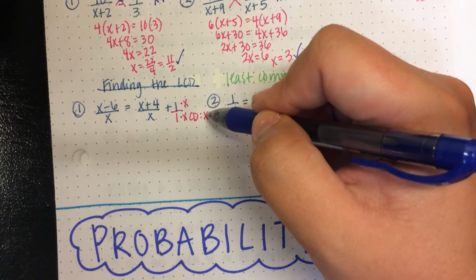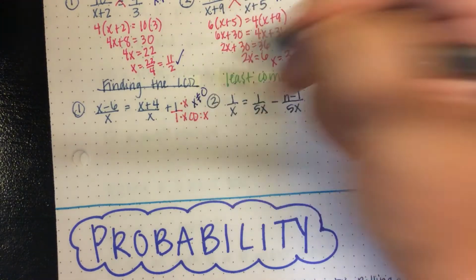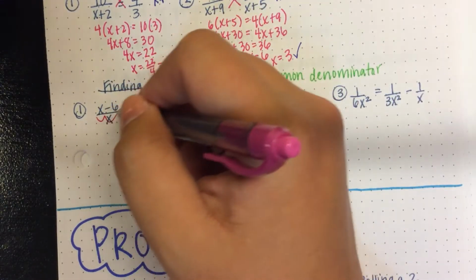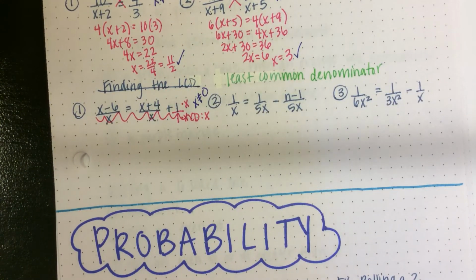So x cannot be anything that makes that common denominator 0. So in this case, x just can't be 0. That's my only excluded value. All right, now once you have your common denominator, the best part about solving these is that I don't even need the fraction anymore. I don't need my denominator. Once they all have the same denominator, that's irrelevant.